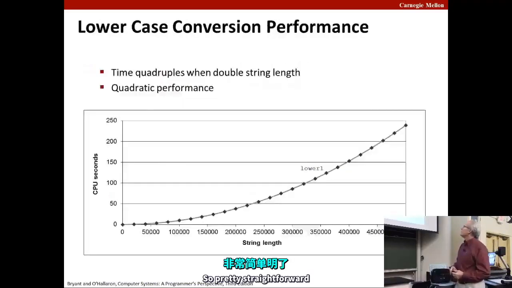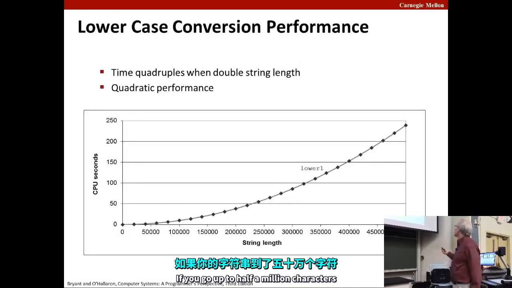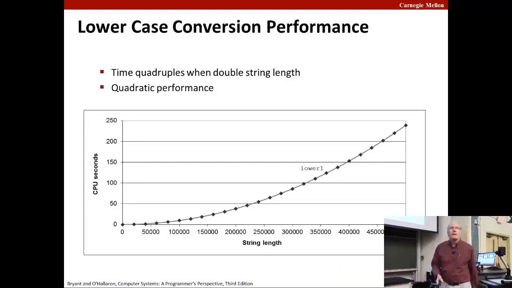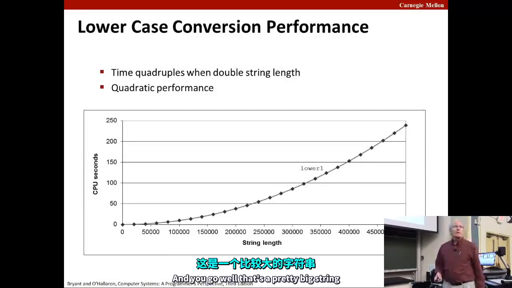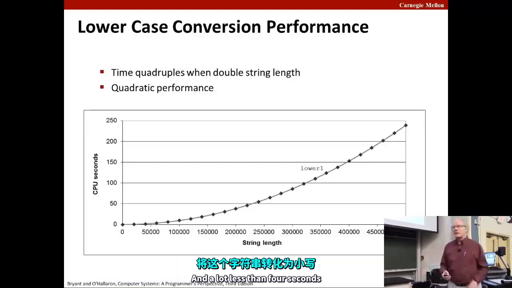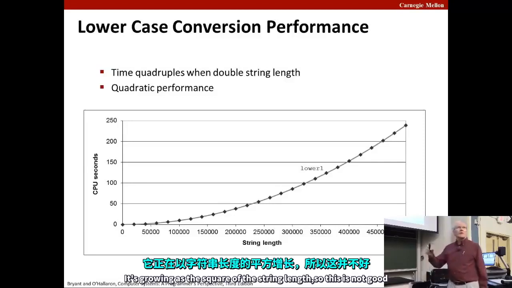Pretty straightforward. But if you run this and go up to 500,000 characters, which might sound like a lot, it takes 240 seconds, or 4 minutes, to run this code. You go, well, that's a pretty big string. It's really not a big string. You should be able to do lowercase conversion of a string in a lot less than 4 seconds. And you also notice this growth is nonlinear. It's quadratic. It's growing as the square of the string length. So this is not good.